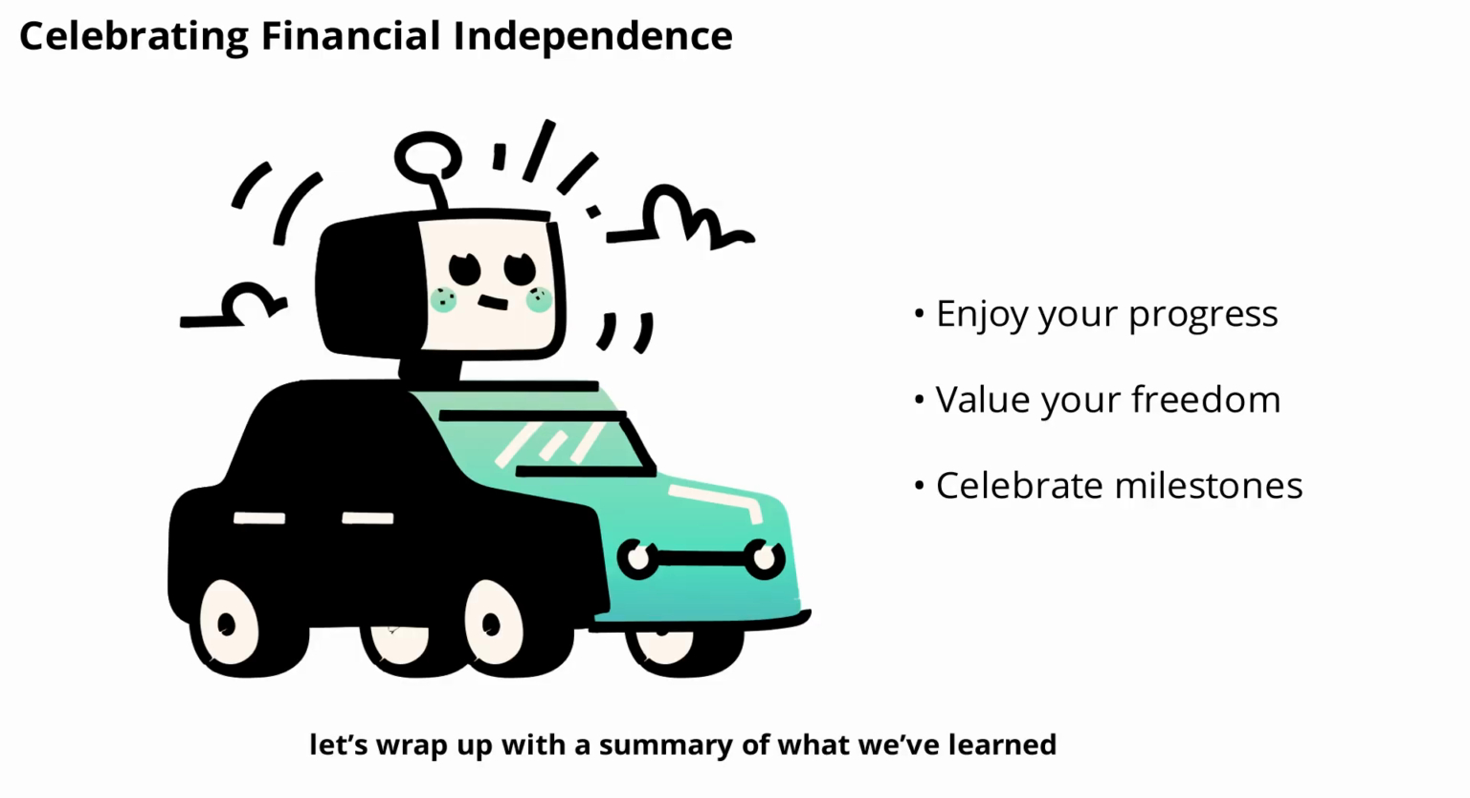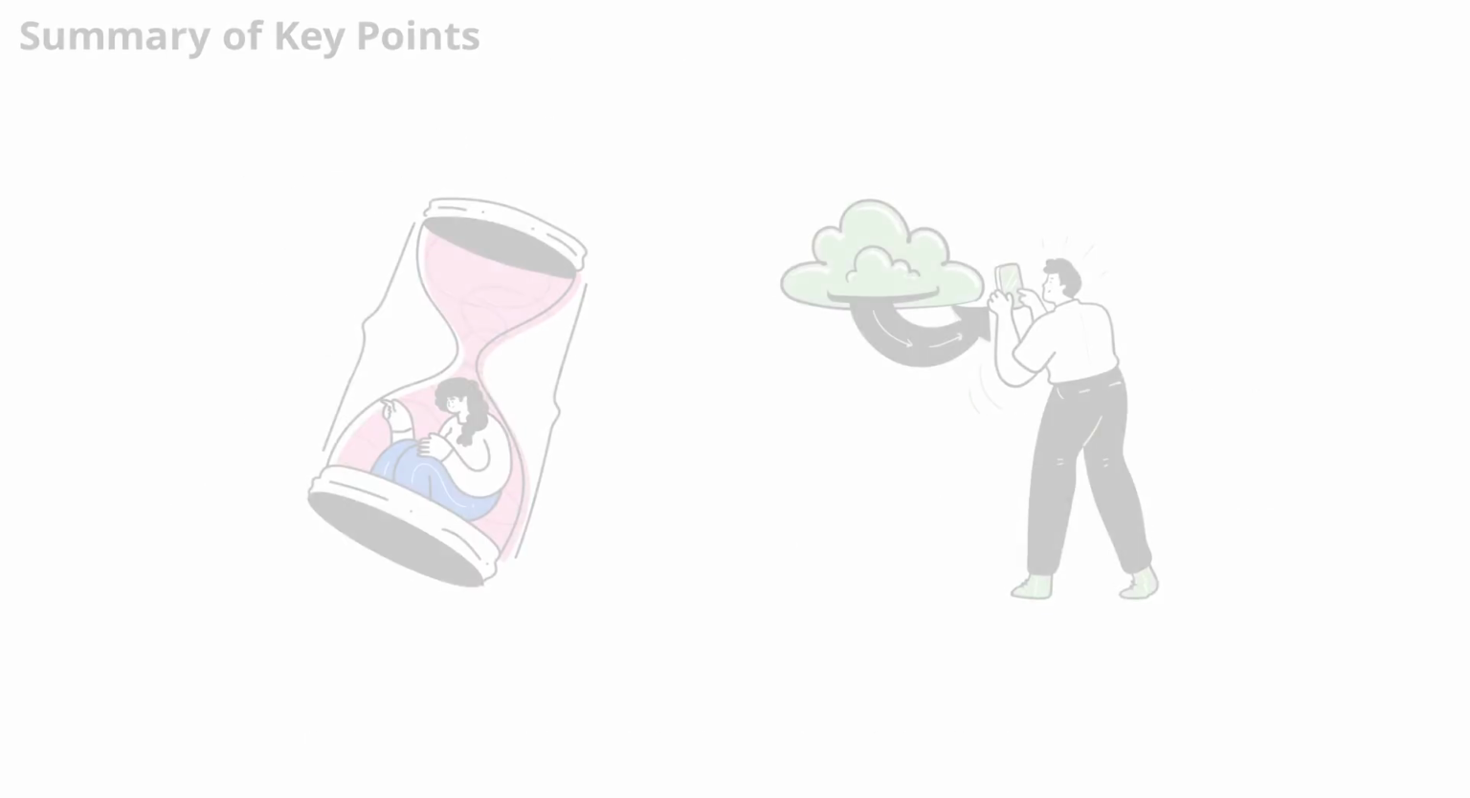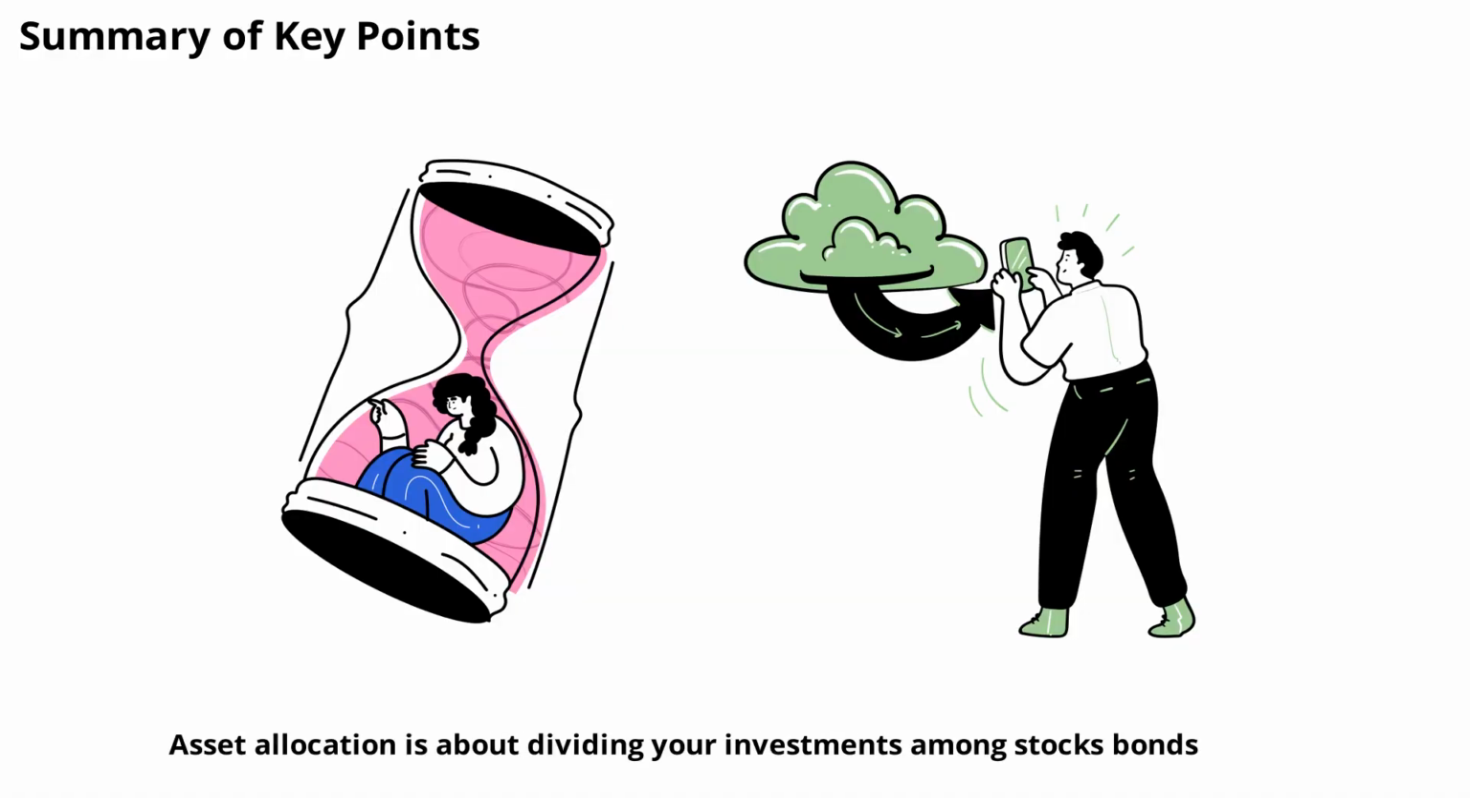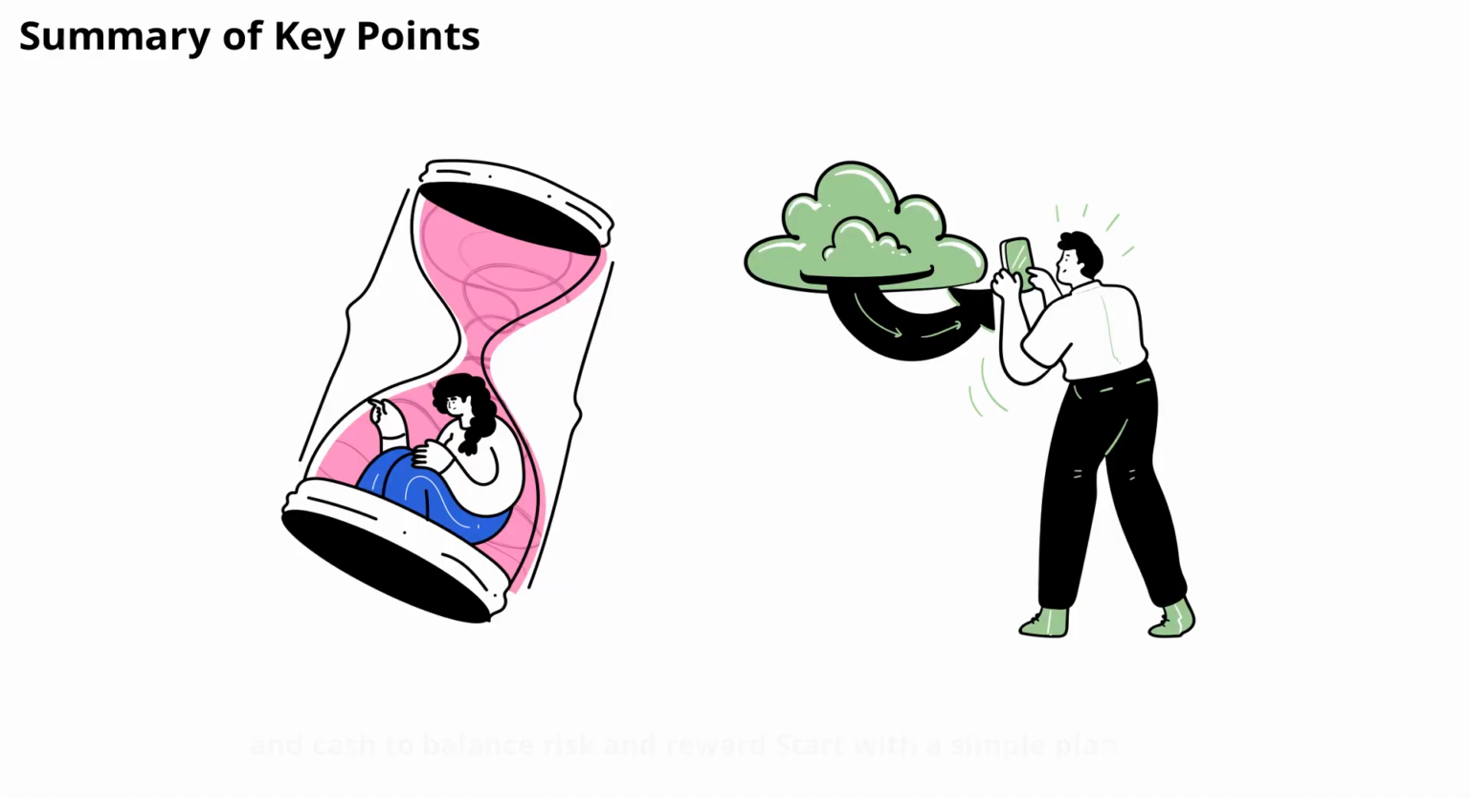Next, let's wrap up with a summary of what we've learned. Let's recap the main points. Asset allocation is about dividing your investments among stocks, bonds, and cash to balance risk and reward.